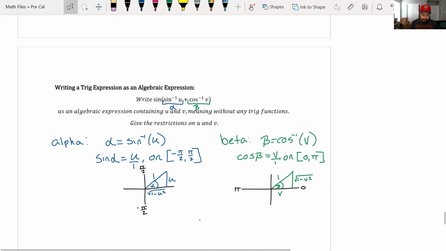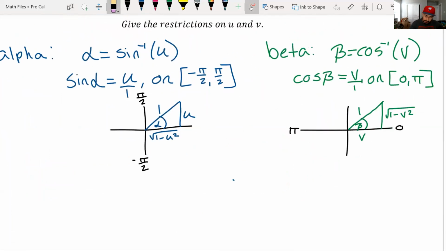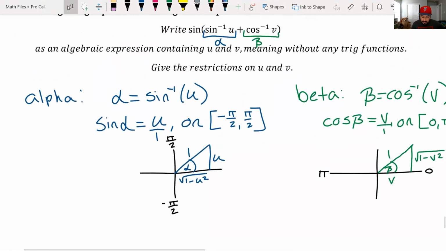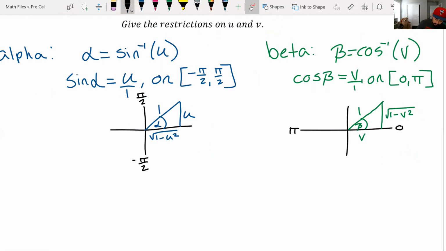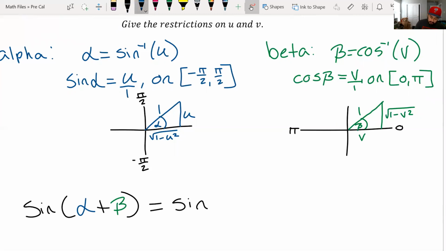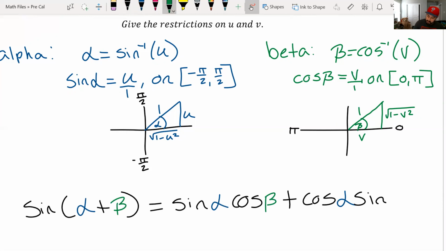All right, so let's bring our substitution back, which means that we had sine of alpha plus beta again. Again, expand it by the sum formula for sine, which means you get sine alpha times cosine beta plus cosine alpha times sine beta.